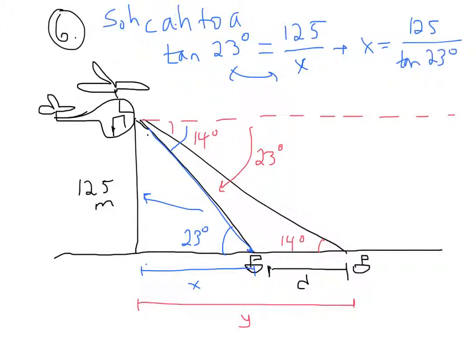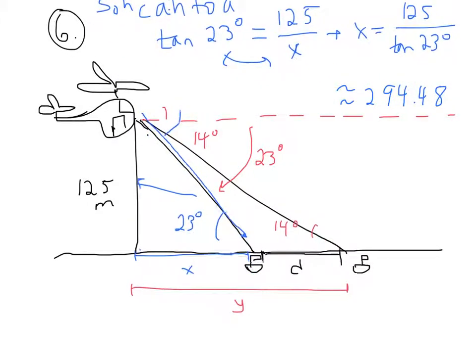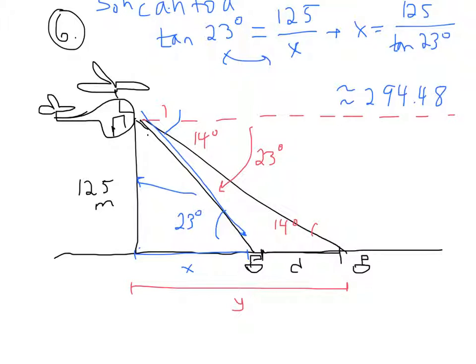At this point you can plug that into your calculators and see what you get. You find that X is approximately 294.48. Next, let's find Y. To find Y, we'll use a similar tangent equation.